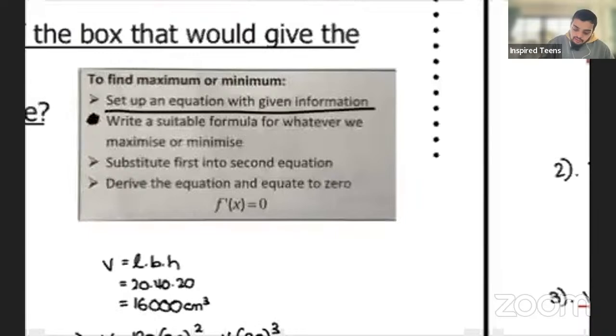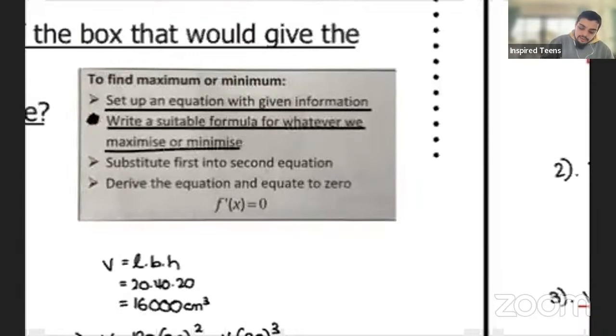Set up an equation with the given information and write a suitable formula for whatever we maximize or minimize. I would say set up an equation which is suitable to maximize or minimize. These are the same thing, writing the formula or setting up the equation, right? So it's just setting up an equation that is suitable to maximize or minimize. Then substitute the first equation into the second equation.